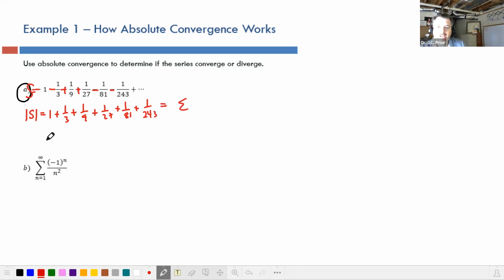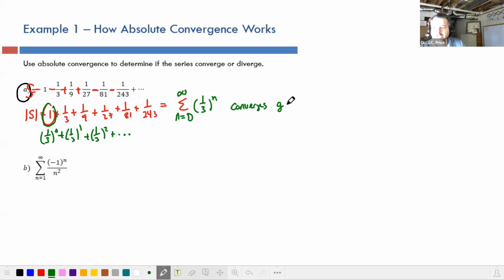Notice each of these terms here is basically 1/3 to the 0, plus 1/3 to the 1, and then plus 1/3 to the 2, and so on and so forth. And so this is just a geometric series, n equals 0 to infinity, of 1/3 to the n. And we know that this converges, because it's a geometric series.